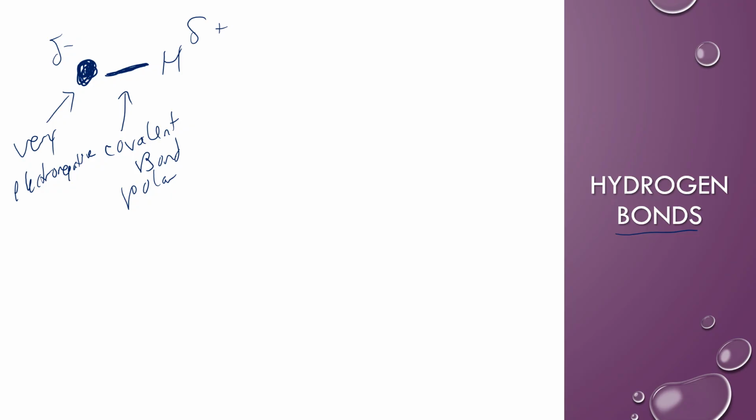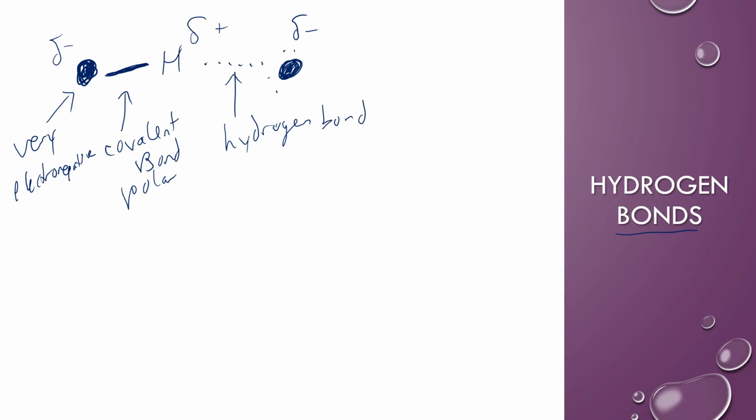And this hydrogen can form pretty strong attractions to another atom on another molecule. And usually that atom is also going to have a partial negative charge. Maybe it has lone pairs. Maybe it has just one lone pair. Maybe it just has a slightly negative distribution of electrons on that side. But this becomes the hydrogen bond.